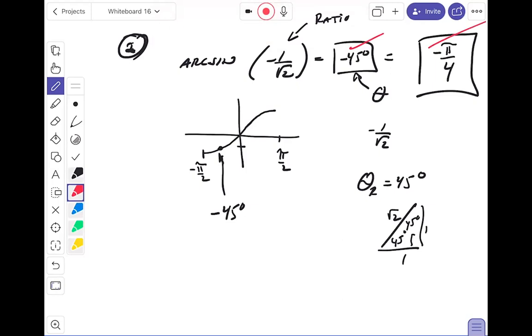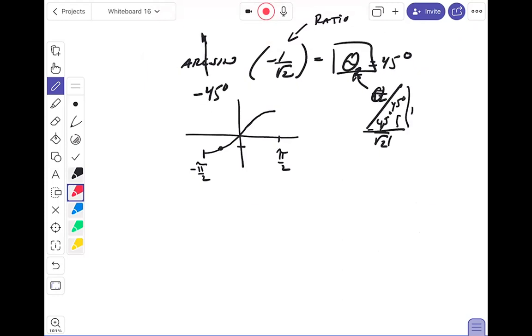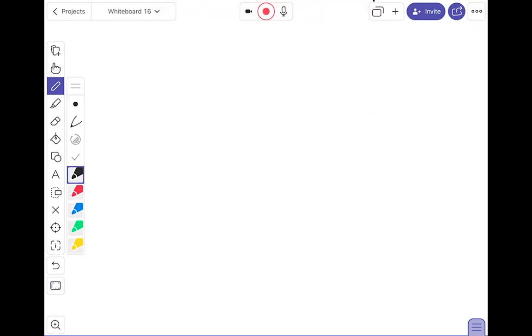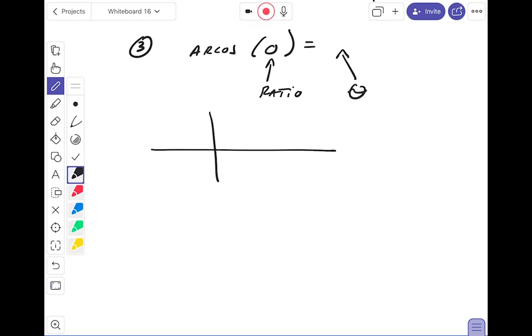All right, let's go to number 3. And I'll put down number 3 for you. This one's a little bit different, but on the same level. It's arc cosine of 0. I want to point out this is a ratio. And what are we looking for? We're actually looking for the angle theta. So what I want to do is put the invertible region down for the arc cosine. It looks like this over here, which goes between 0 and pi. What am I doing? I'm looking for the ratio of 0.